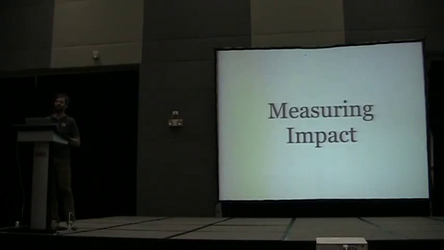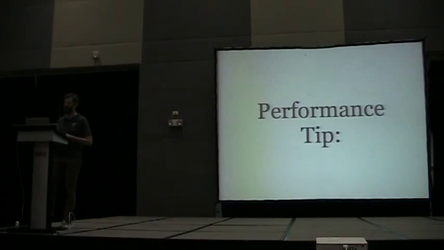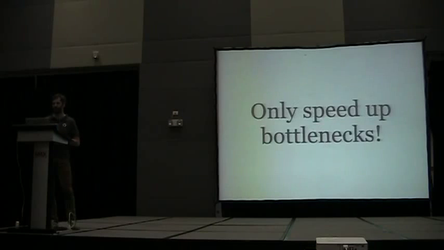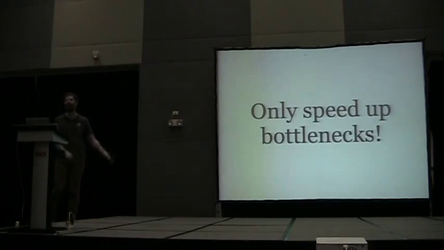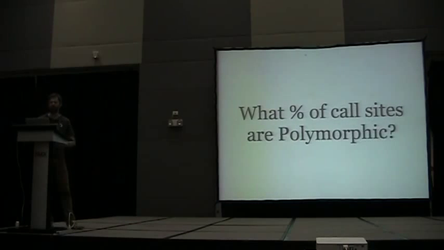So one performance tip that I want to give all of you is that you should only speed up bottlenecks. The thing about bottlenecks is you need to measure your code to find them first. If you don't know where the bottlenecks are, then you can't really speed up your code. So how do we know if polymorphic call sites are actually a bottleneck in our code? Well, we need to measure what percentage of the call sites in our code are actually polymorphic.